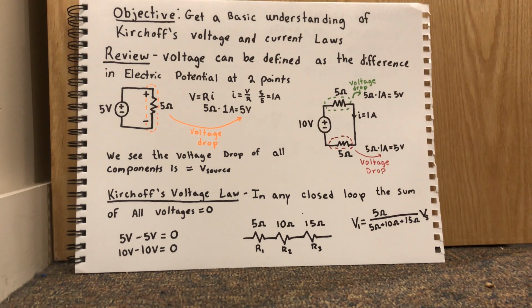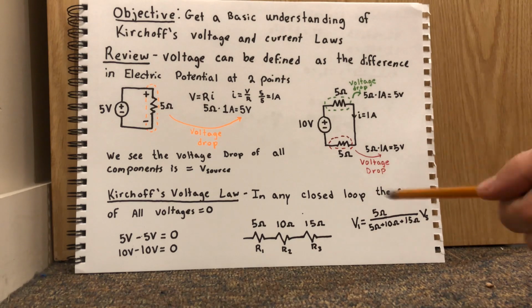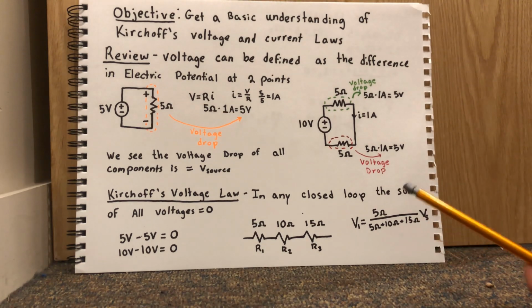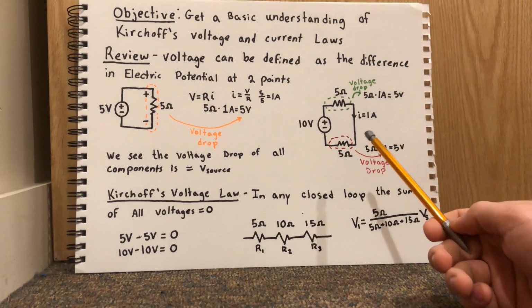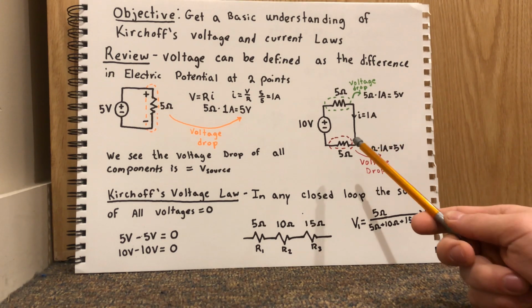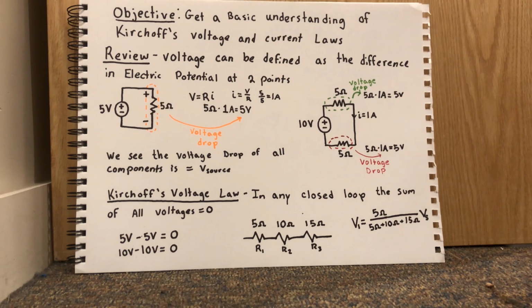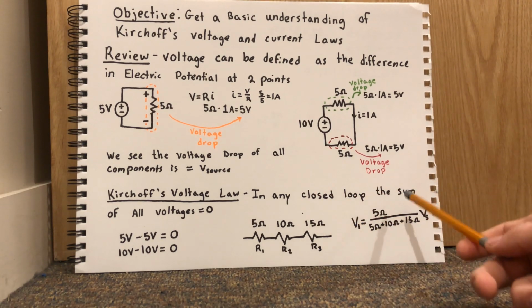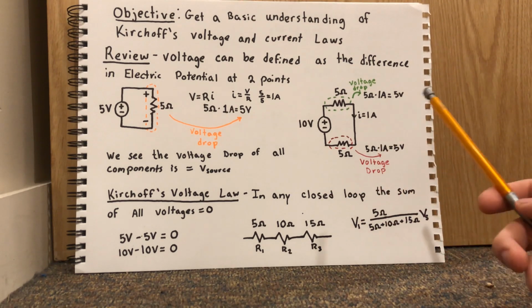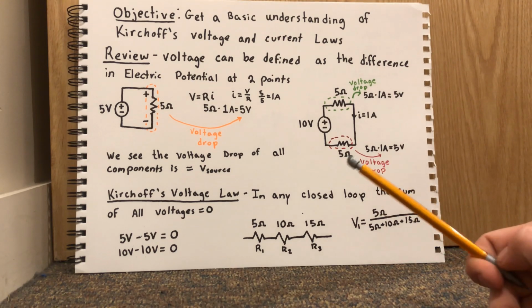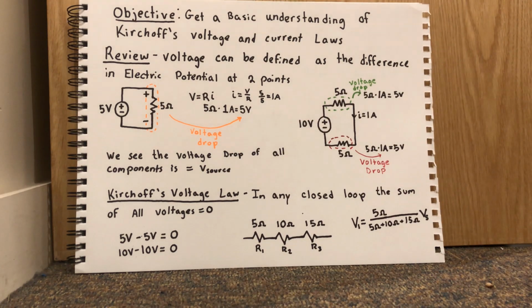So we can see a very small pattern here with the little amount of data that we have. It seems like the voltage of the resistors is equal to the voltage of this battery. And this is pretty much Kirchhoff's voltage law. It says, in any closed loop, the sum of all voltages equals 0. In this first one, we have 5 volt minus 5 volt, and we got 0 volt. In the second one, we have 10 volt minus 10 volt, and we have 0 volt.